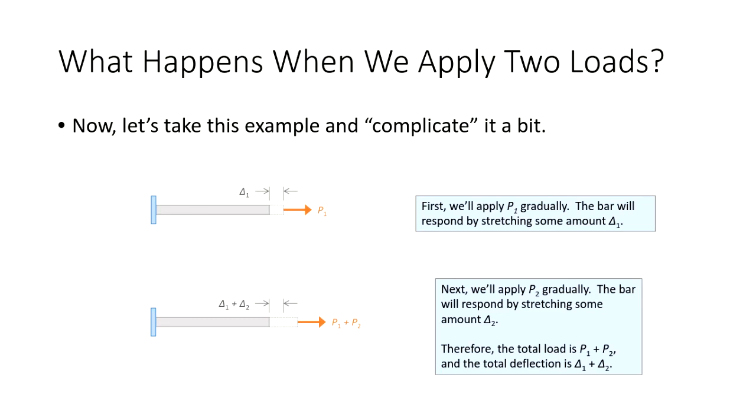So the first thing we're going to do is apply P1. Instead of dealing with one load, we're going to do two. So let's apply P1, and the bar will deflect some amount, delta 1. And then let's apply P2, and the bar will respond by stretching an additional amount, delta 2. So we have the total load after stage 2 is P1 plus P2, and the total deflection is delta 1 plus delta 2.